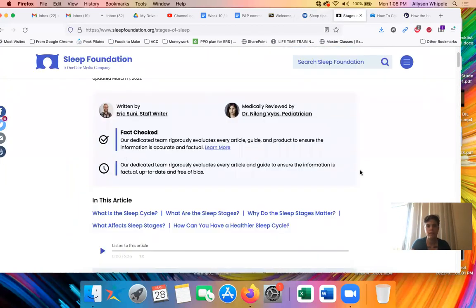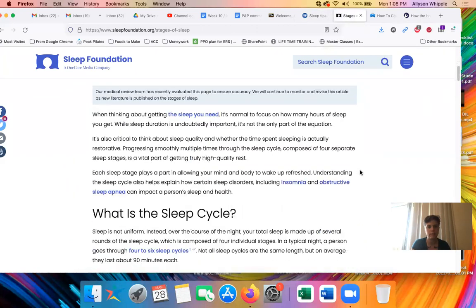That's different from the stages of the sleep cycle. So there's an introduction, just like there was here, but it's slightly different. It gives us just a clue and outlines what we're going through. Each sleep stage plays a part in allowing your mind and body to wake up refreshed.